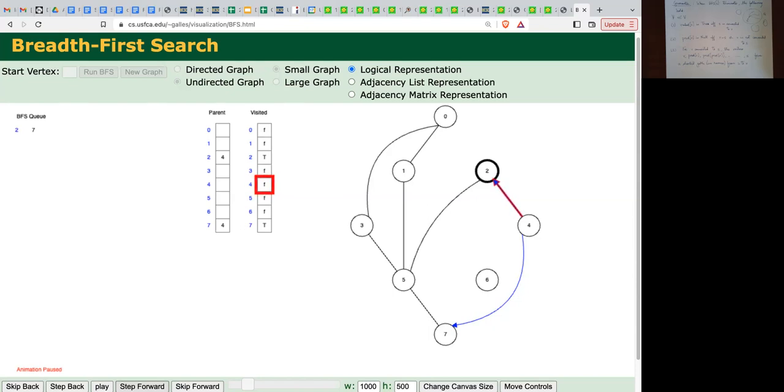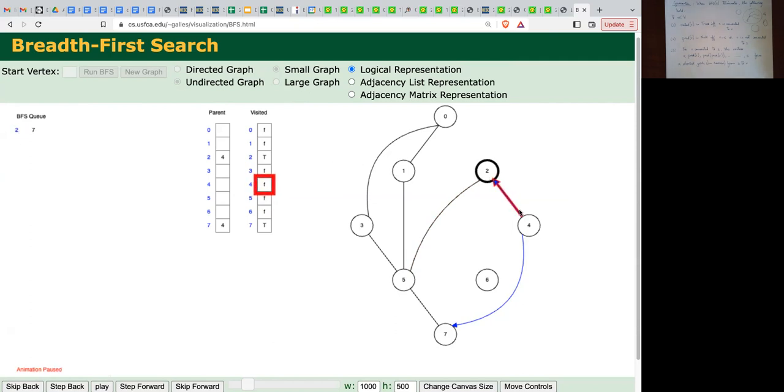Let me just step forward. Sorry, let me explain that again. Let's step back a bit. Okay, look at the queue now. In the next step, 4 is now finished. So if we step forward, what's happening is that 2 is at the beginning of the queue. So whatever is in blue is being considered.